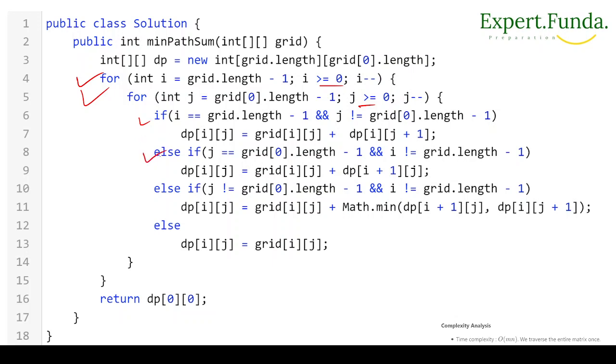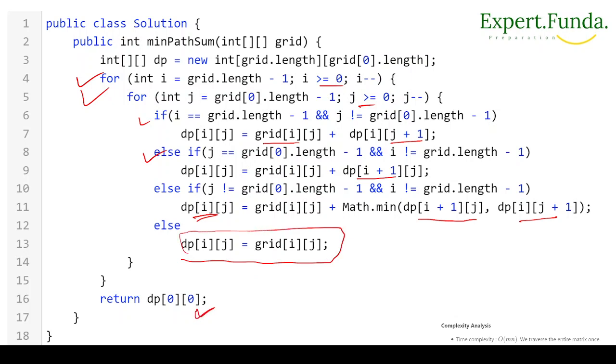If i is at the last row and j is at the last column, we calculate in a different manner: the current value with j plus 1 here, and i plus 1 there. And if both are not at the last position, only in that case we calculate dp i, j and store it at dp i, j. Other than this, we directly store the value, and we will return dp at 0 0.